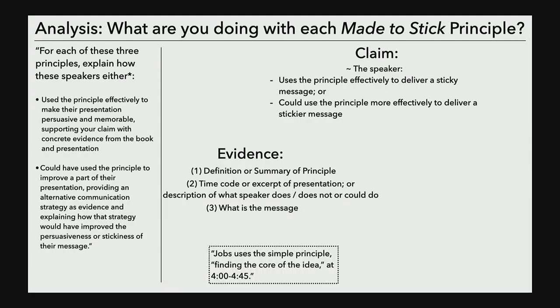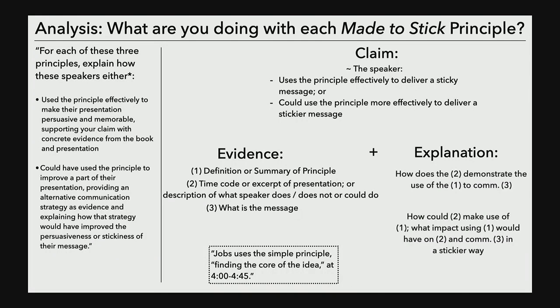And so the third, fundamental, and probably the longest part of your WD0 analysis is going to be the component of explanation, okay? And this is going to involve a couple of things depending on which way you're going here. It's how that passage in the presentation demonstrates the use of that principle to communicate the message effectively, or how that part of the presentation could make use of the principle better in a way to communicate in a stickier way, okay? So that's the key component: we're taking that evidence, using the explanation, and having that support that claim at the top there, okay?